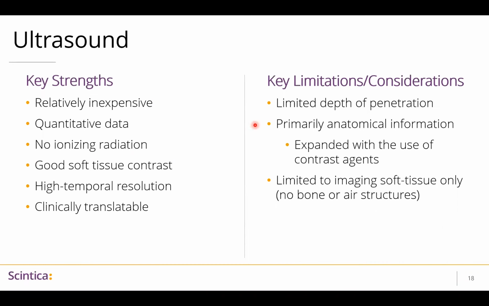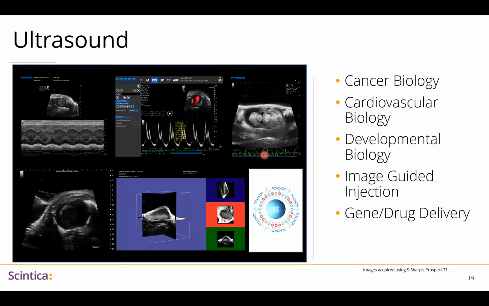Typically, it's used primarily for anatomical information, which we can expand to molecular information by the use of contrast agents. And we're limited to seeing soft tissues only. So we can't see bone or through bone, and nor can we see air structures like the lungs. So these are some example images.